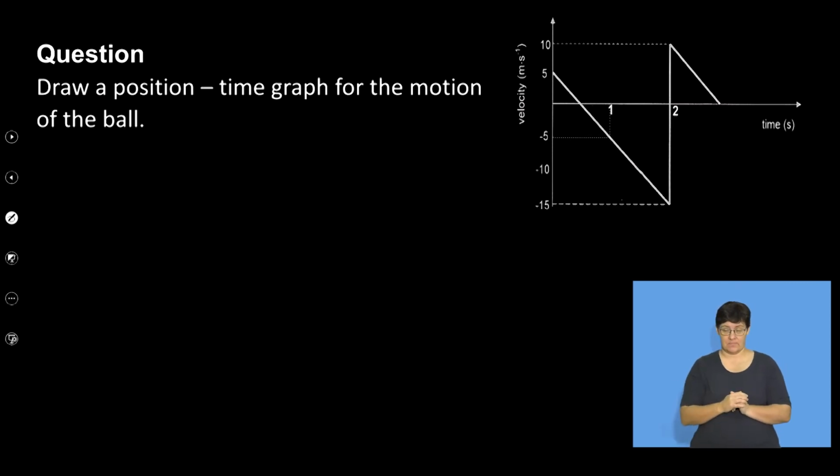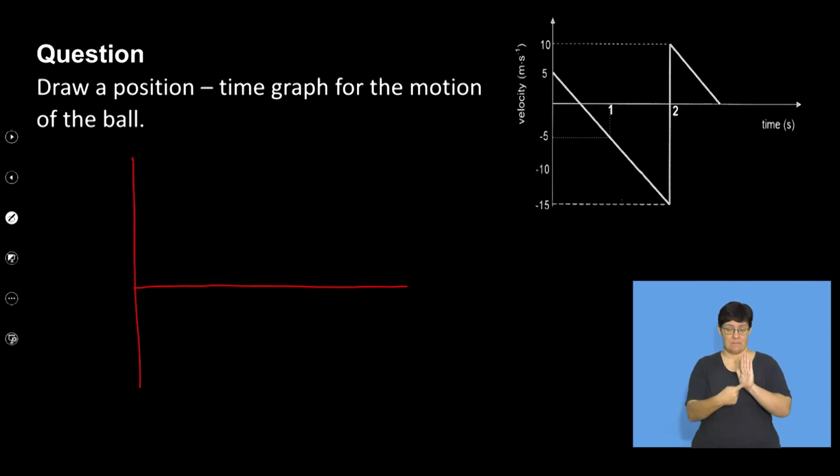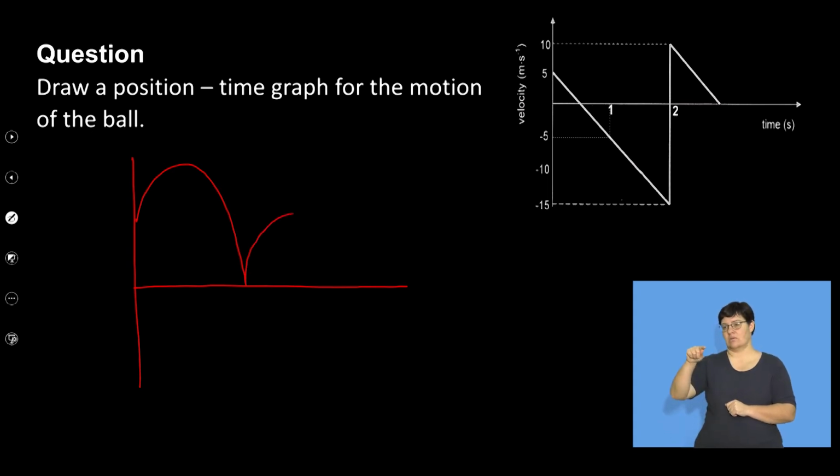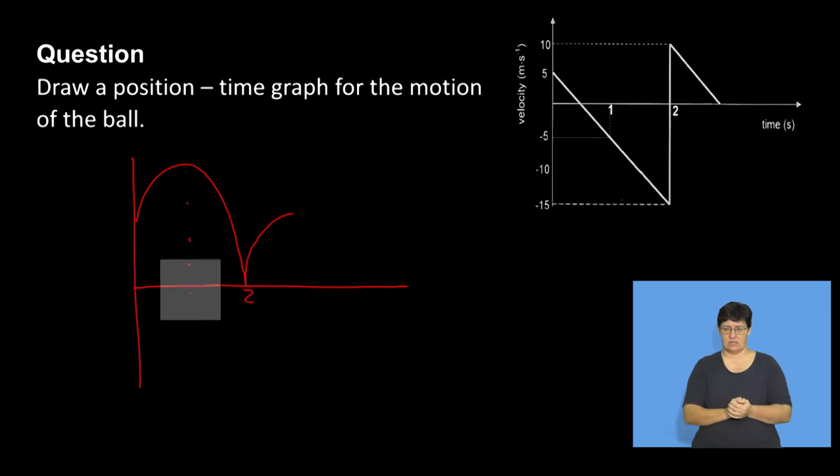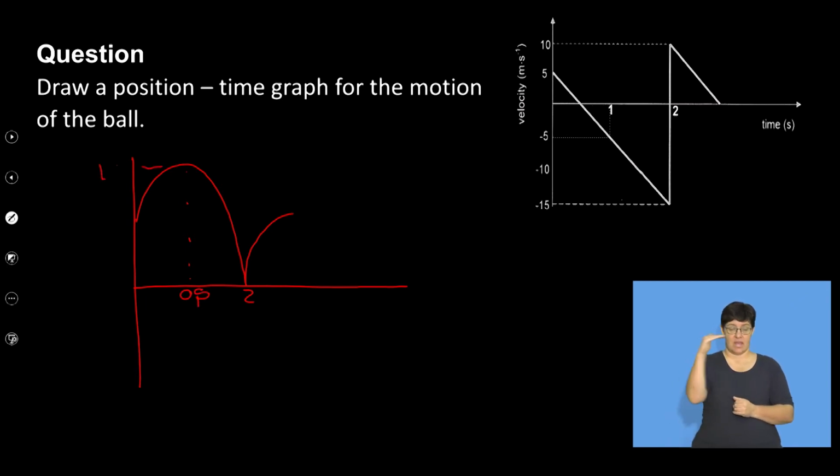Position time graph, well, we took up as positive. It went up, it came down, and it went up. We only go that far. Why? Because that's as far as the graph went, okay? This would be the 2 seconds. This is the 0.5. This height is 10. That's what we worked out.